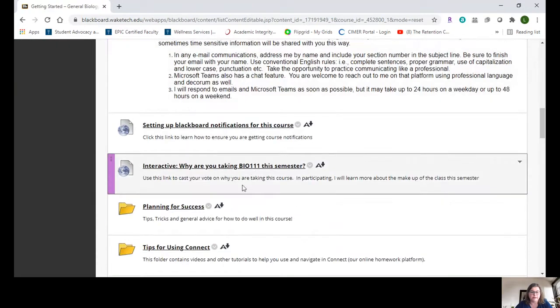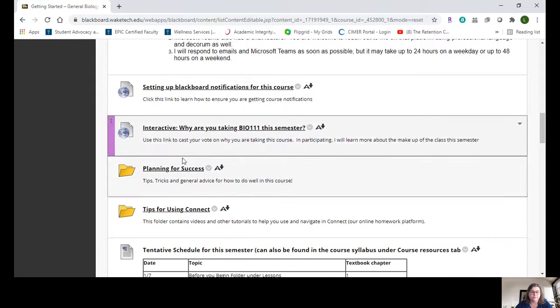I've also got some interactives. Why are you taking Bio 111 this semester? When students do this, it's a way to help them really start to focus and get in the mindset of what their goals are and why they need to really focus on this course.